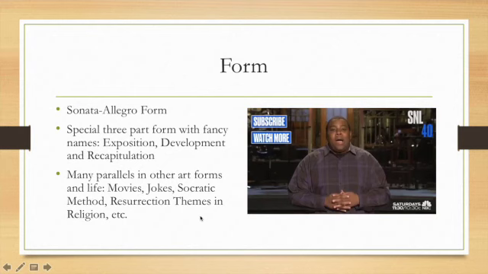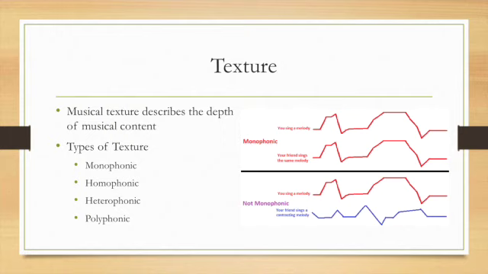Last thing to cover here is texture. When we talk about musical texture, we're talking about the depth of musical content, which probably still sounds confusing, but I'll give you an example here that I think will make sense. Start by writing these down: monophonic, homophonic, heterophonic, polyphonic. We're going to define them here, and I'll give you examples.